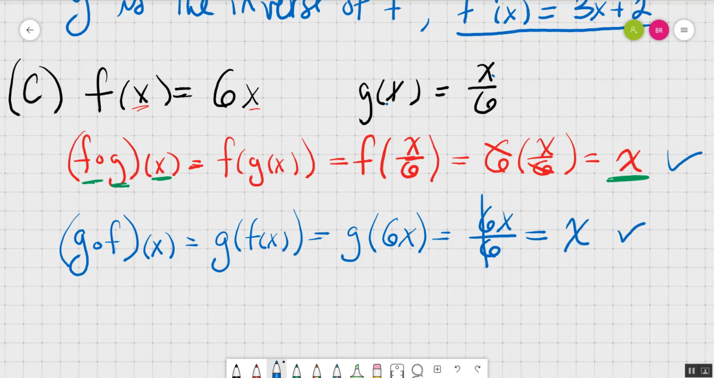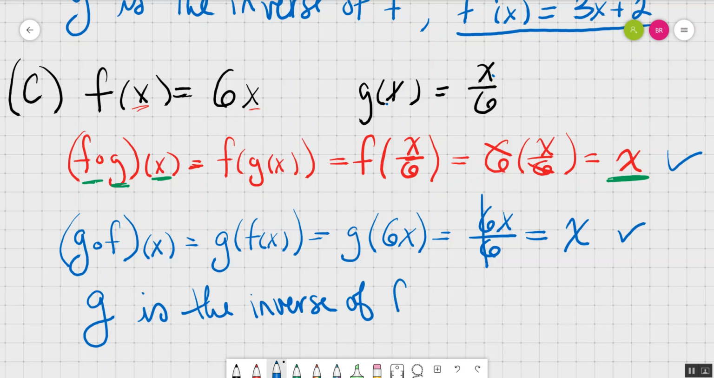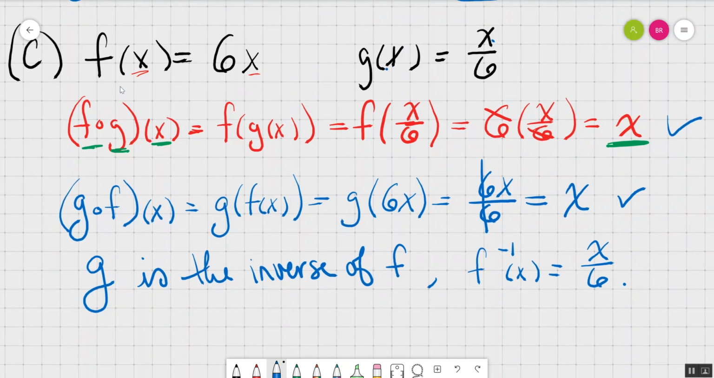We appear to be in happiness land. G is the inverse of f. So we'd write f inverse of x is actually the function x over 6. Good times. And it makes sense. If f is let's multiply, then g better be let's divide, if they are true opposites of each other.